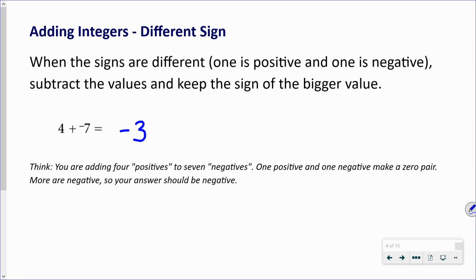So again, in my note here, it says you're adding 4 positives to 7 negatives. 1 positive and 1 negative basically cancel each other out to make a 0 pair. Since more are negative, your answer should be negative. You have 3 negatives left over.